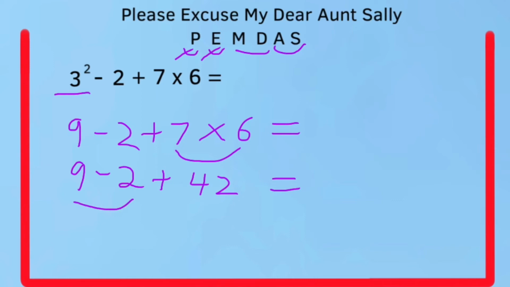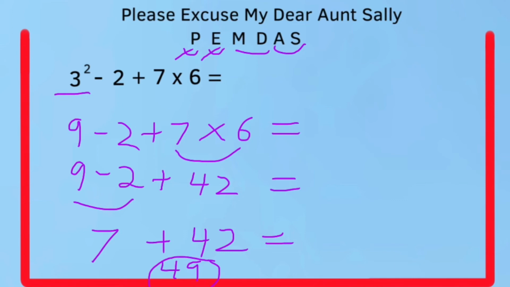So 9 minus 2 equals 7. I kind of jumped the gun there. 9 minus 2 equals 7. 7 plus 42 equals 49. And there you have it.